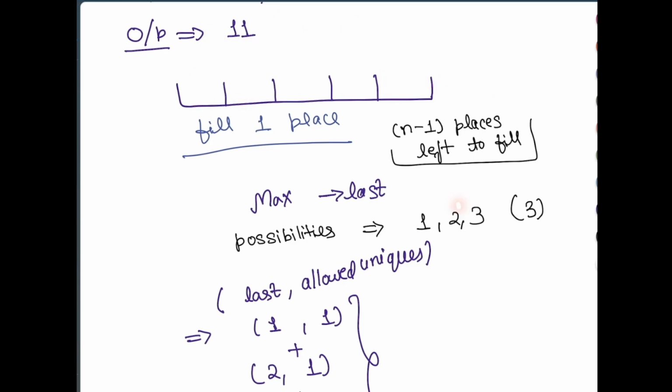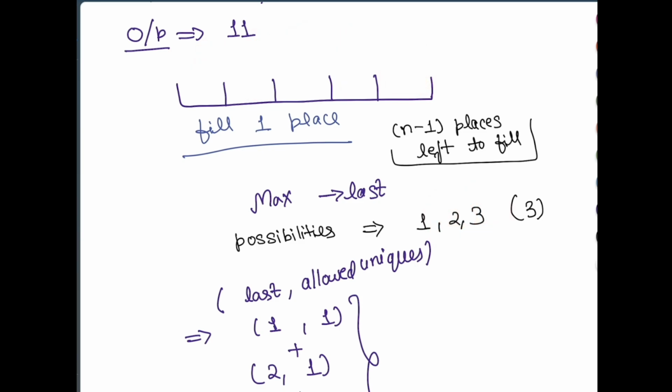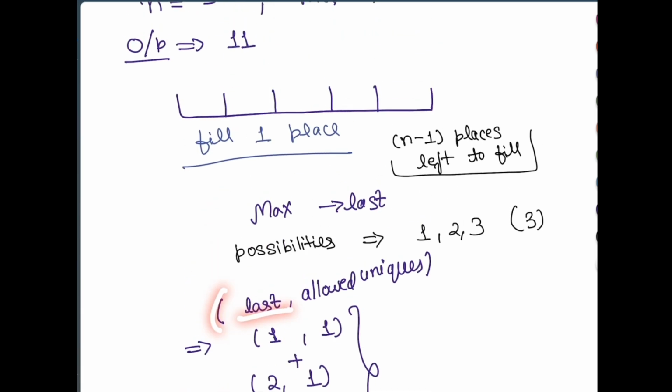What if I put this value 2 over here? If this is 2, then I can either put 1 or 2 in the other places, right? I cannot use this 3. So what I'm going to do is just put one value here, either 1 or 2 or 3, and then I will see what the possibilities are for the other values. So I need to create a function which will accept two values. The first is the last value which I am putting in my array, and the next value is how many allowed unique values you want in this array. I will tell you why this is very important.